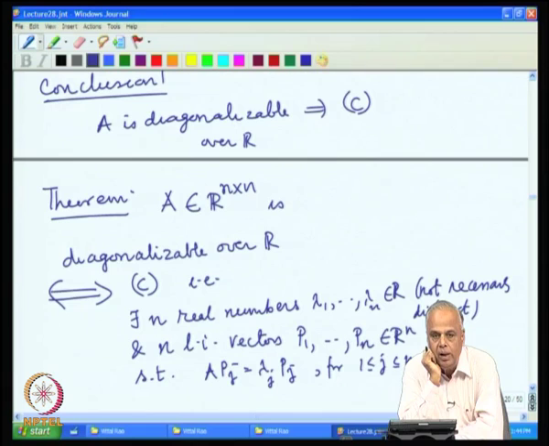The only problem, therefore, is how do I find these numbers lambda 1, lambda 2, ..., lambda n? How do I find whether there exist these numbers? Even if I find these numbers, how do I find whether there exist such vectors p 1, p 2, ..., p n? And even if I prove that there exist such vectors, how do I compute them? Where do I look for these scalars and these vectors?